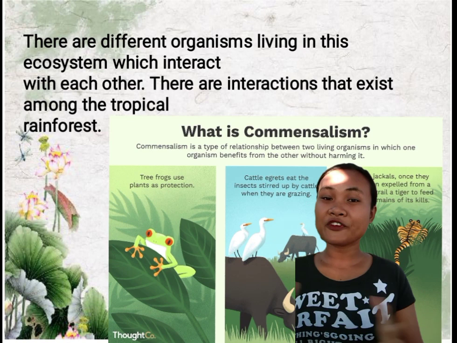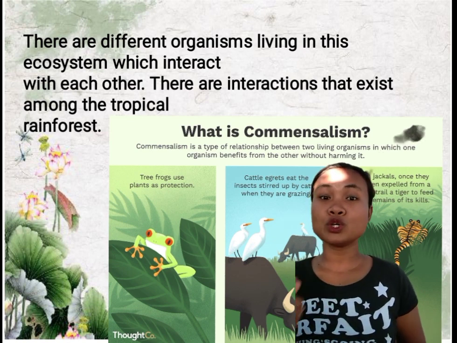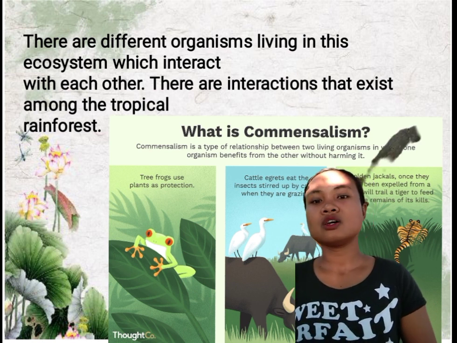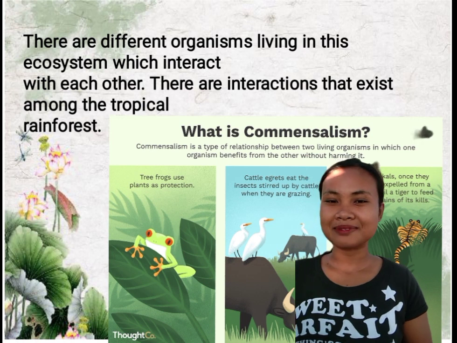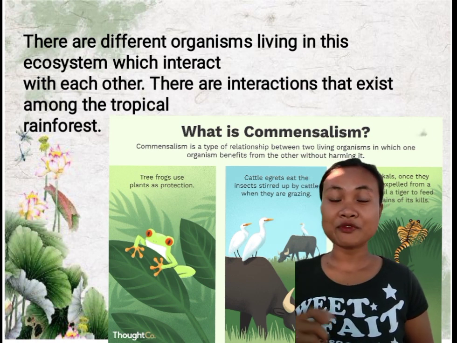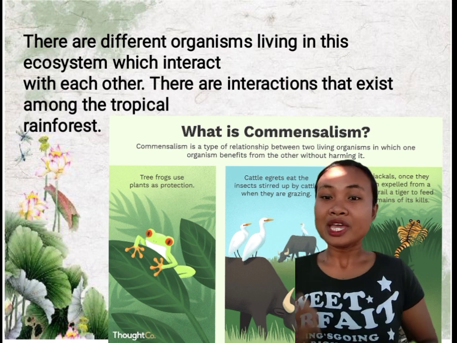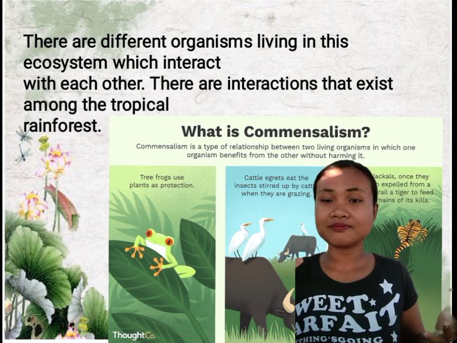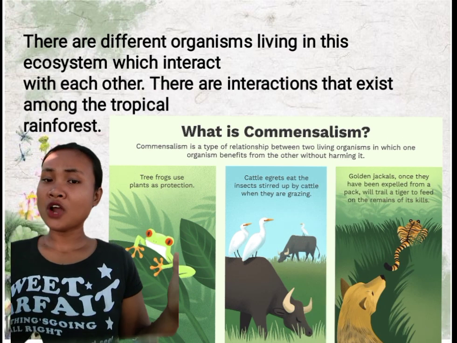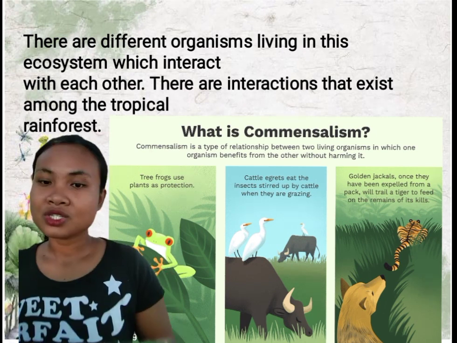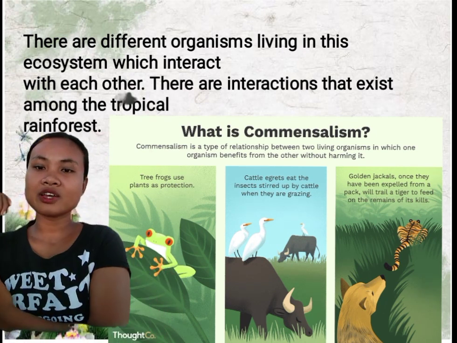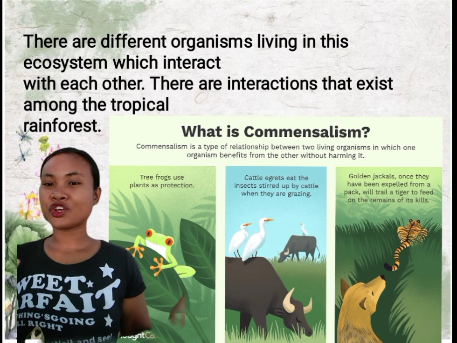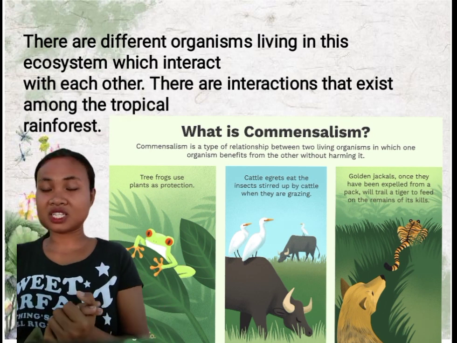So guys, there are different organisms living in this ecosystem which interact with each other. There are interactions that exist among the tropical rainforests. So, what is commensalism? Commensalism is a type of relationship between two living organisms in which one organism benefits from the other without harming it. The example to this one is the frog. Frogs use plants as protection. The second one is the golden jackal. Once expelled from the pack, it will trail a tiger to feed on the remains of its kills.